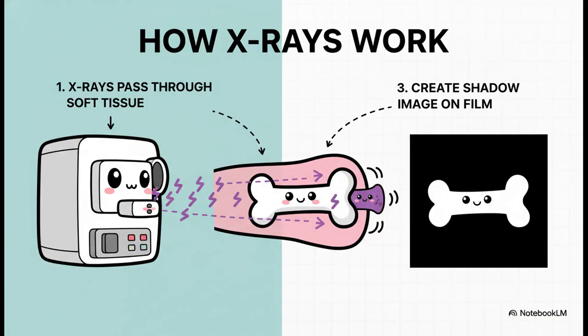And it's that high energy that makes them so useful. X-rays have such short wavelengths that they can just zip right through soft tissues like muscles and organs, but they get stopped cold by denser materials like bone. This difference in absorption is what creates the shadow images that let doctors see right inside our bodies without ever making a cut.